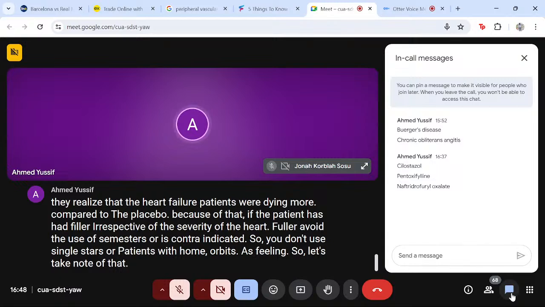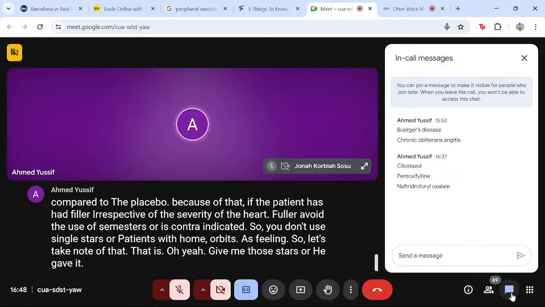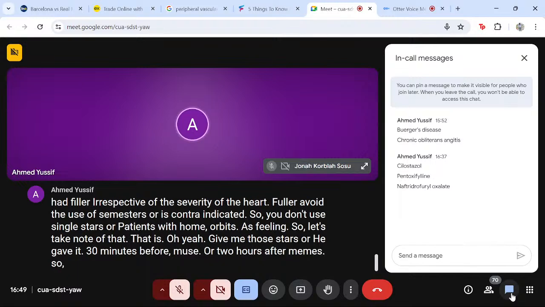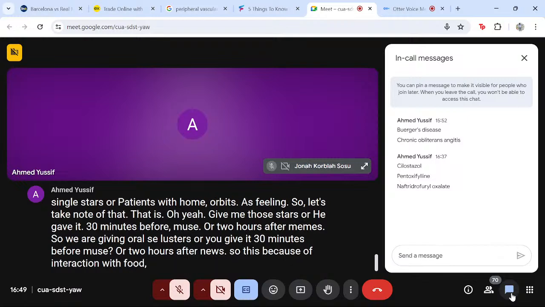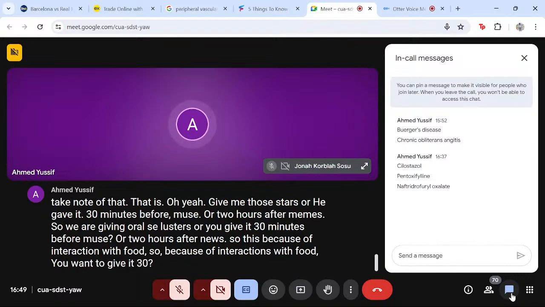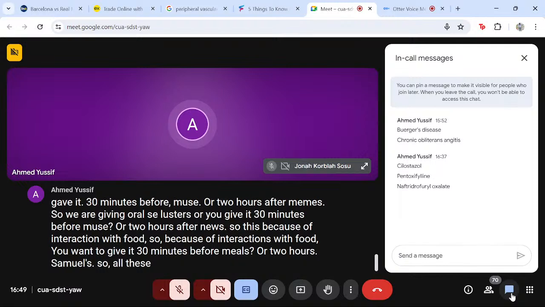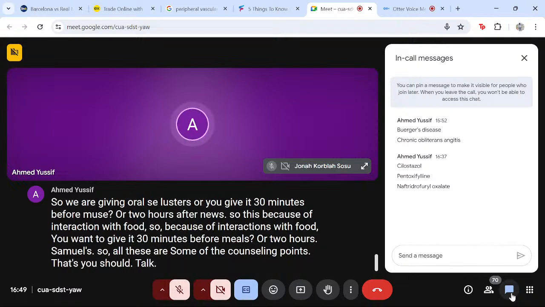The other thing is, when you are giving psilocybin, you give it 30 minutes before meals or 2 hours after meals. If you are giving oral cilostazol, you give it 30 minutes before meals or 2 hours after meals. This is because of interaction with food. So all these are some of the counseling points that you should talk about when giving cilostazol.